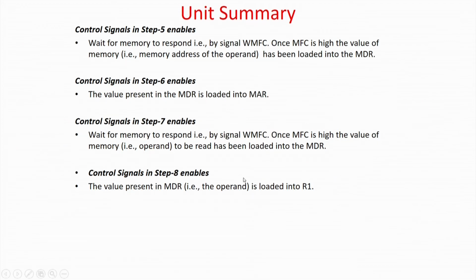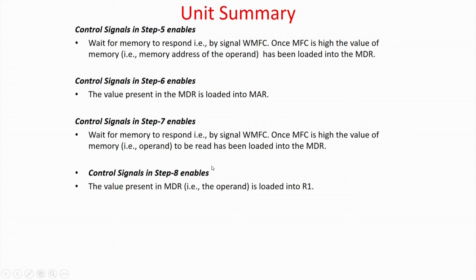So very easily you can see in step 6 what happens: the memory data register value, in this example 72, will be loaded to the memory address register. So we are doing an indirect search, and after that it is similar.